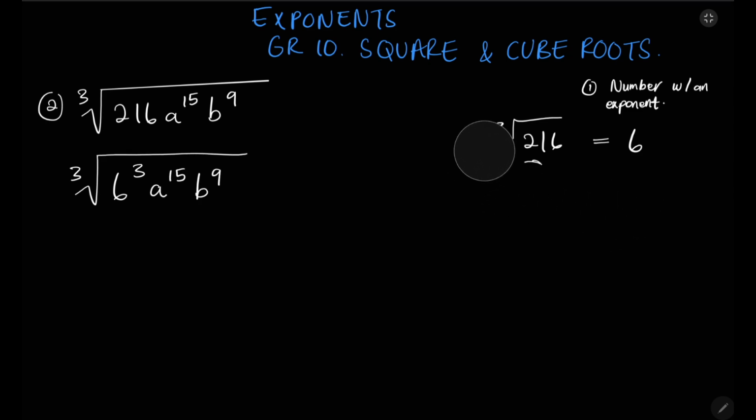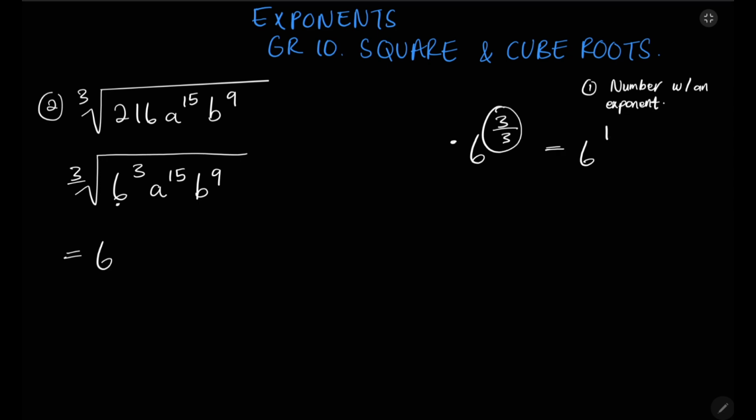Now let's apply our rules. Inner over outer. We start with 6 to the power 3. This will be 6. What is your inner? 3 over, what is your outer? 3. What is 3 over 3? 1. So you may just write 6 there.